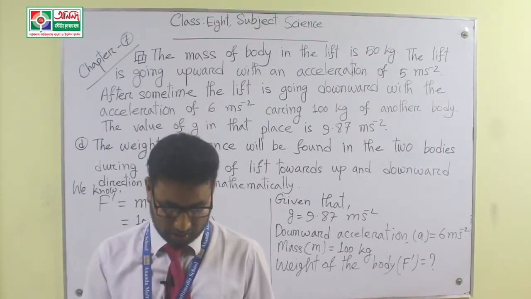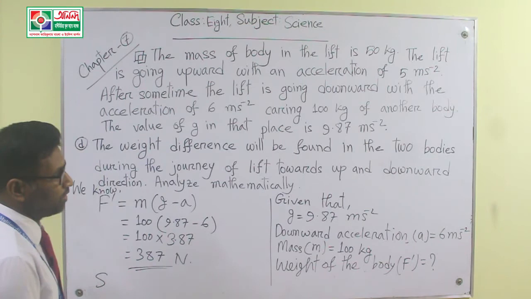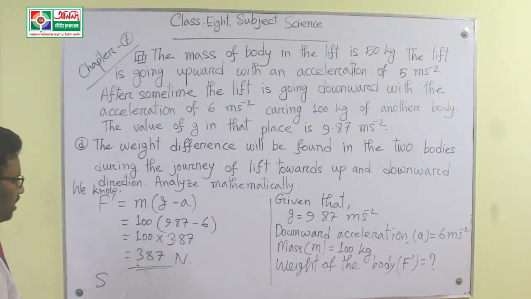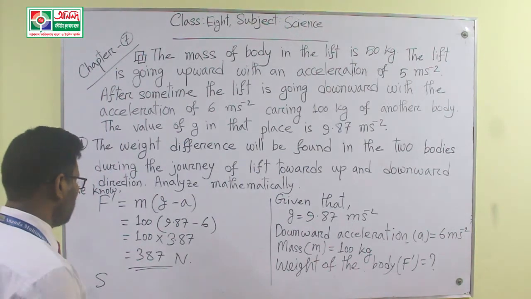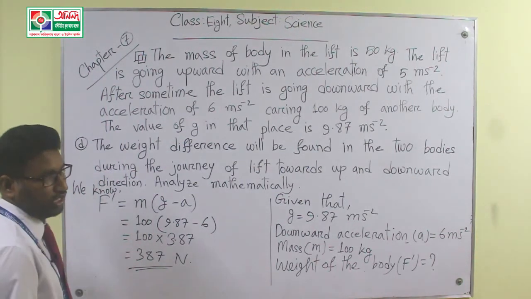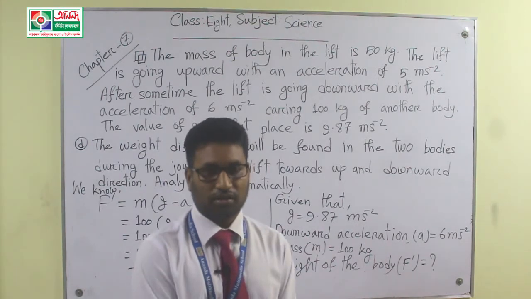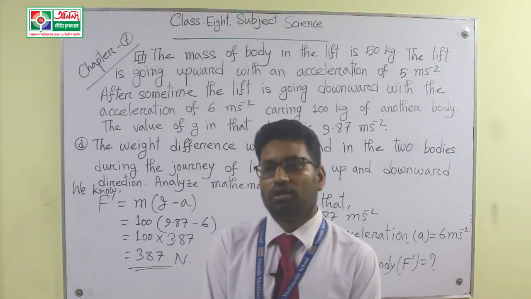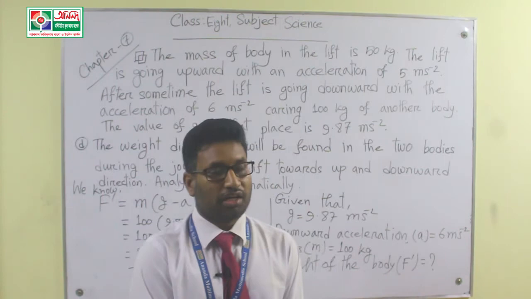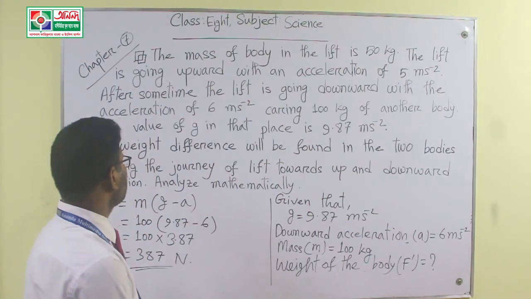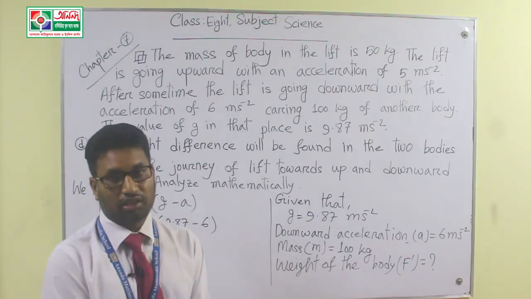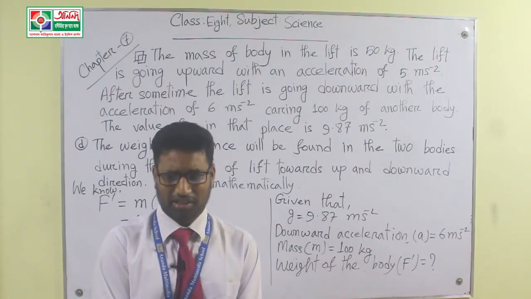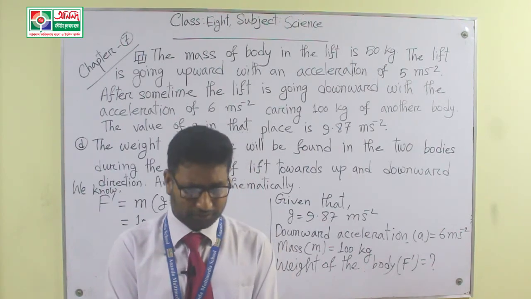Again I say that at first everybody finds this value, 387 Newton, when the lift is going downward, and then in the last step every student must write down: the weight difference will be found in the two bodies when the lift is in the downward direction and upward direction.